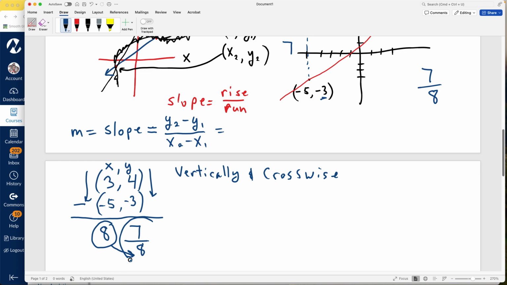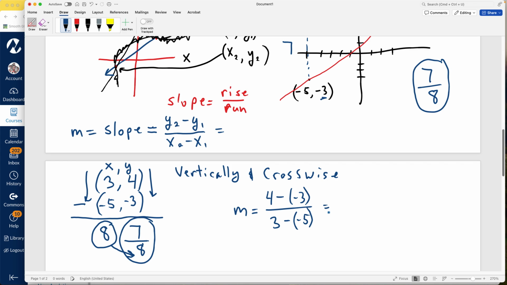Here's our slope, 7/8. Notice it's the same thing we got up here visually by drawing the graph, and we could count how far up we went and how far over. We can do it this way, and if we use this formula, we could have said, okay, what is y2? Y2 is this 4. What is y1? Negative 3. What is x1? Well, it's the first point, so I put the 3, subtract negative 5.